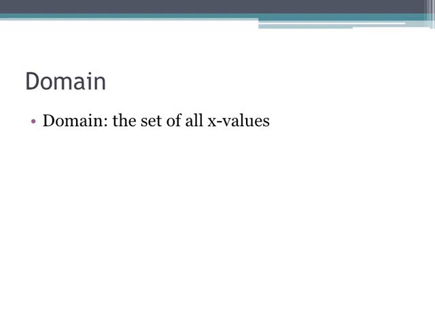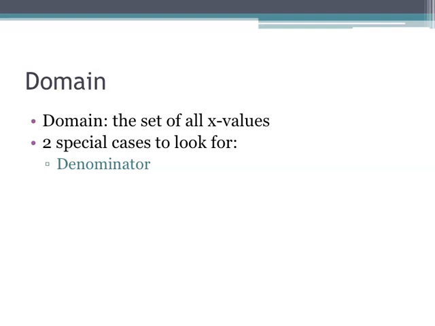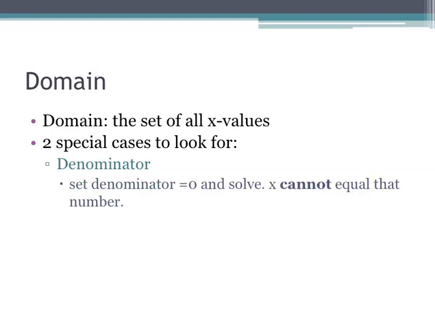Now there are two special cases that we need to look for. First, if you have a denominator, you want to set the denominator equal to 0 and solve. The reason is because if you have a value in the denominator and that x value creates a 0 in the denominator, then you don't have a y value. Your y value is undefined there. So in order to find those values, you take the denominator, set it equal to 0 and solve, and x cannot equal that number.